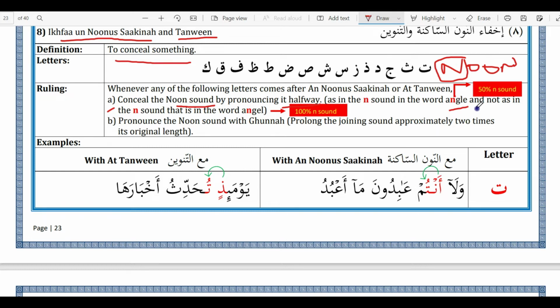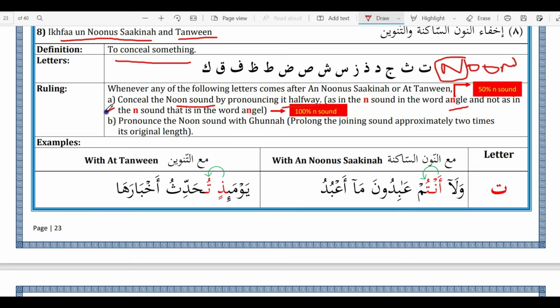And not as in the N sound that is in the word angel. The word angel, the noon sound or the N sound is 100%. Yeah? So we pronounce the N sound or the noon sound halfway as in this word angle, and not as in angel. Because angel has got 100% noon sound or N sound.